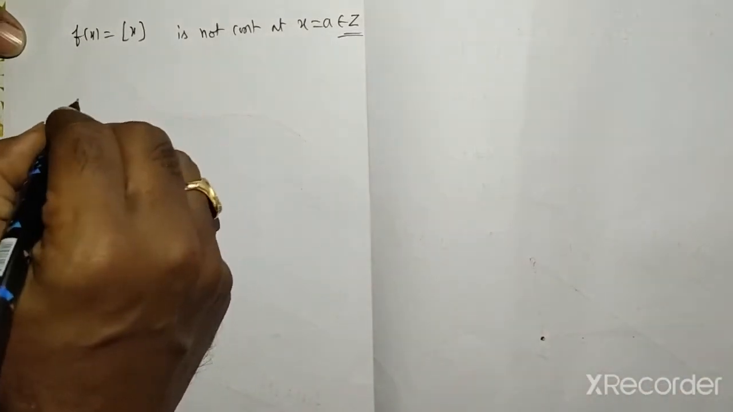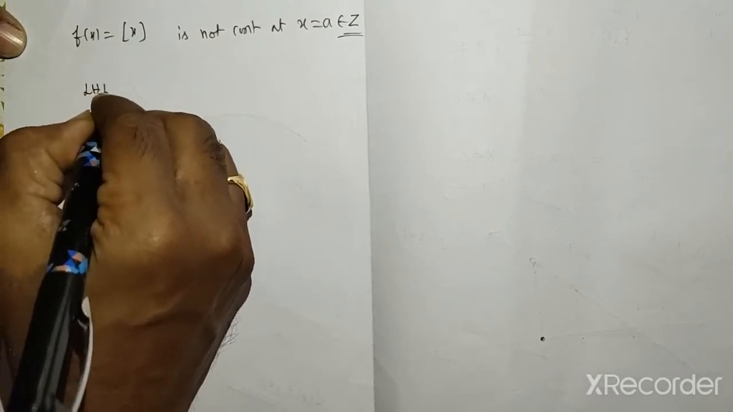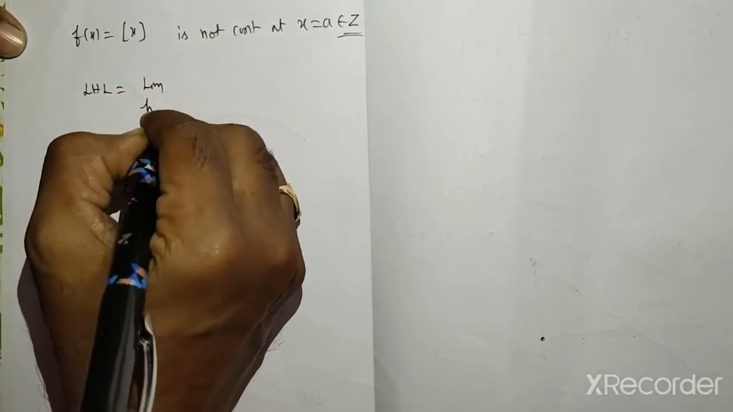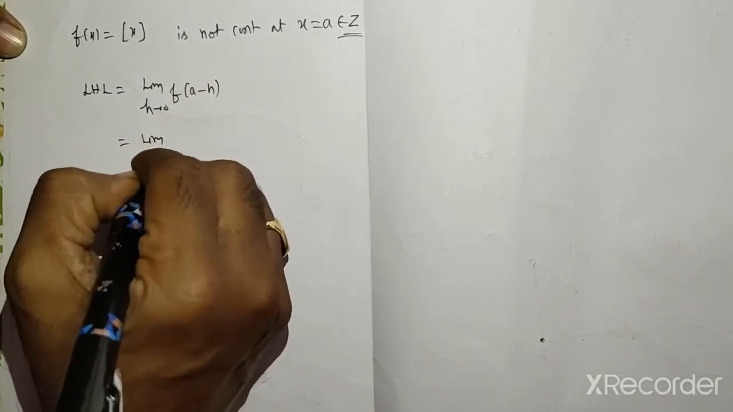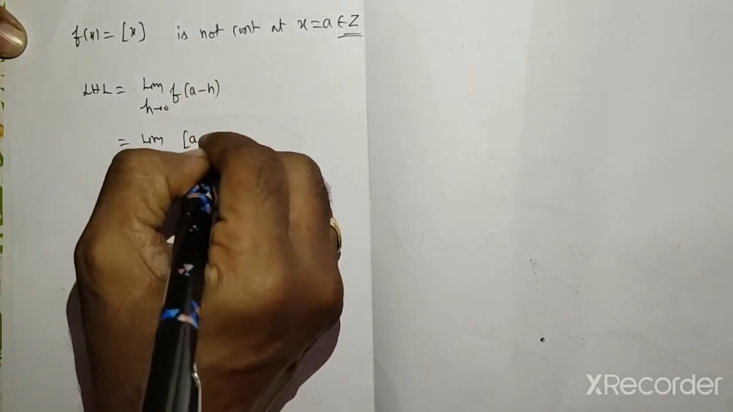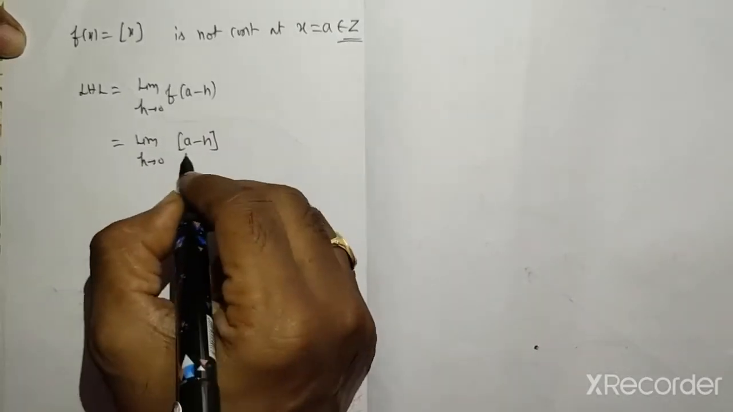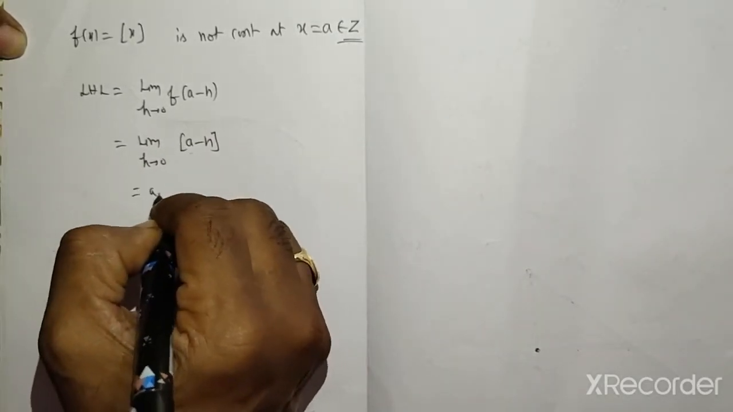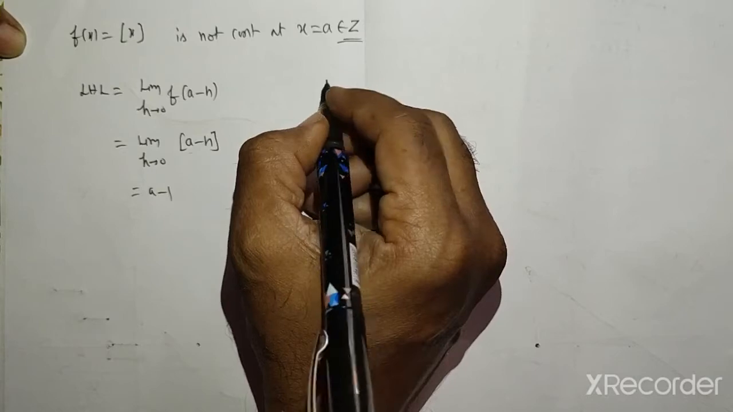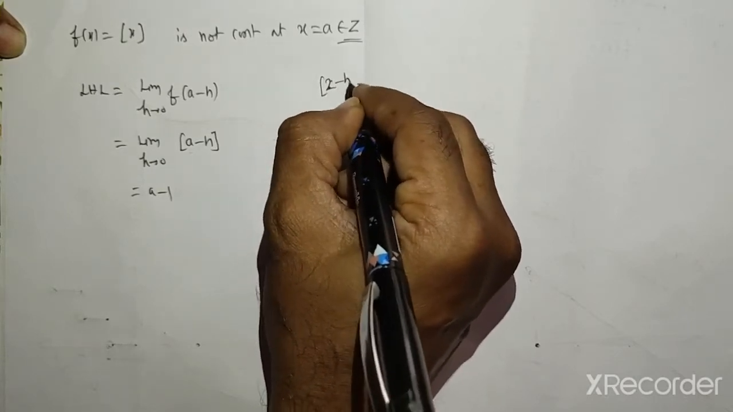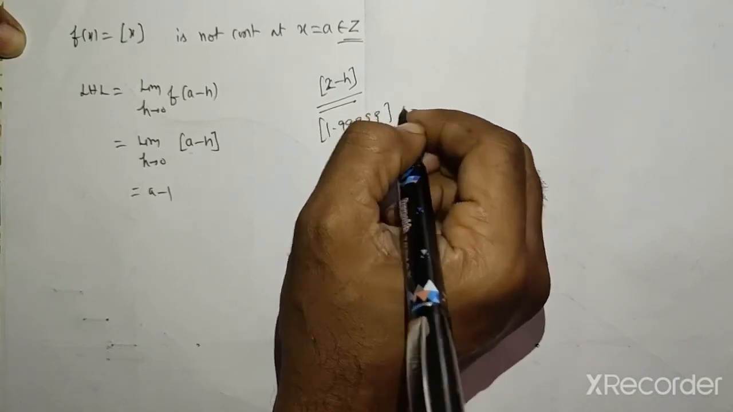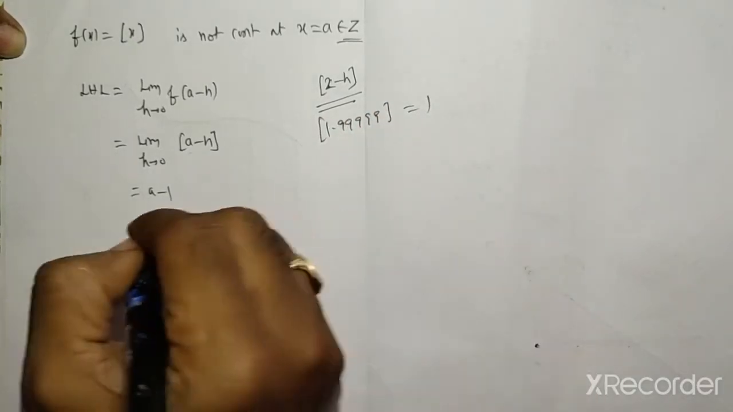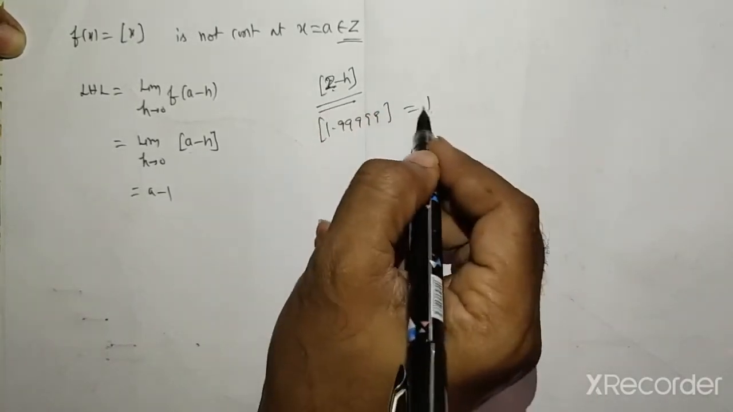I can say that because we find out the left hand limit, a minus h, which is limit h tends to 0, step of a minus h. You know very well that step of a minus h means a minus 1. For example, a minus h means 2 minus h, which is less than 2, like 1.99999, so it is 1. That's why it is 1 less than that.